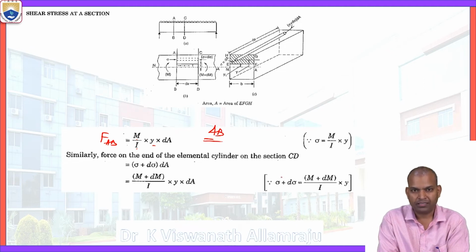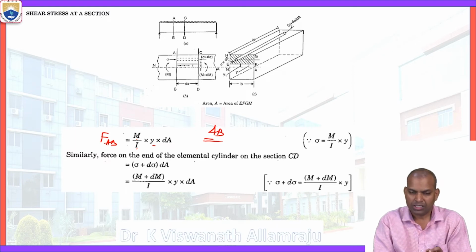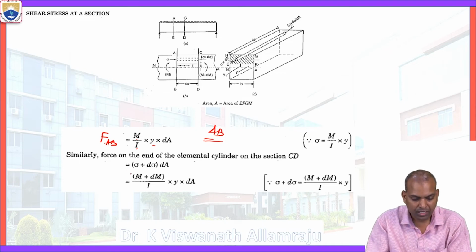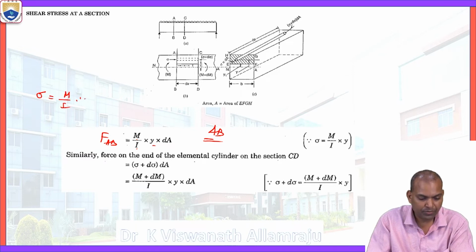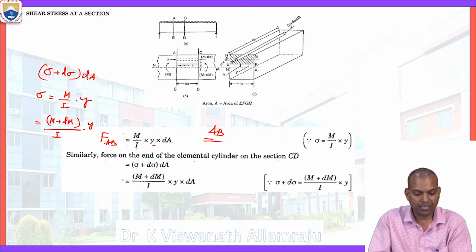And consider again the force on section CD. The force on section CD equals stress times area, that is sigma plus d sigma times dA. Again the formula: sigma equals M by I times y, where M here is M plus dM. What is sigma plus d sigma? That is M plus dM by I into y dA.